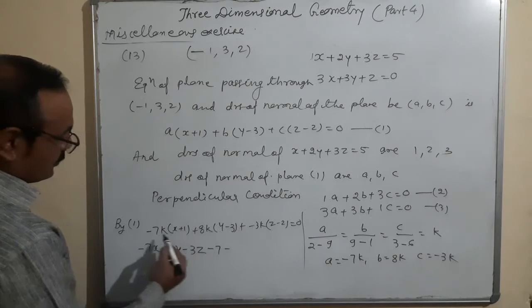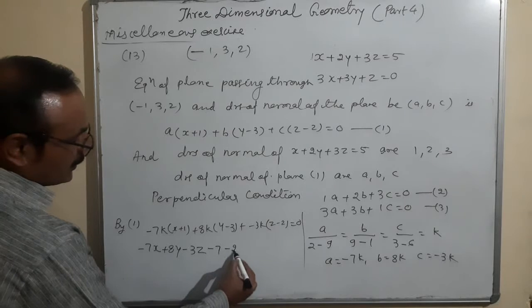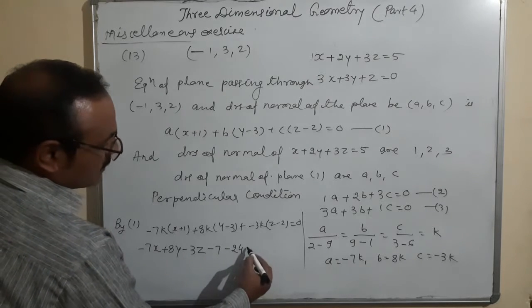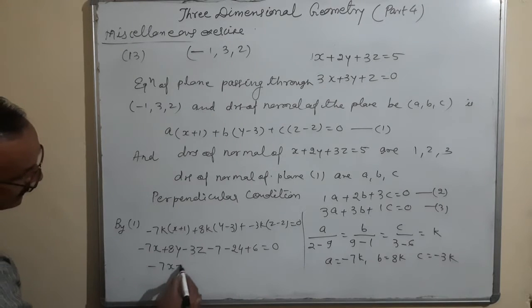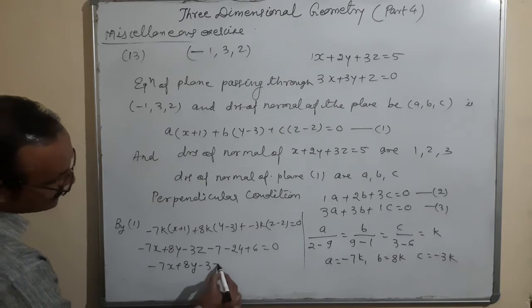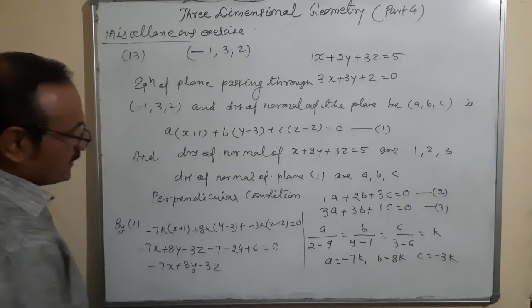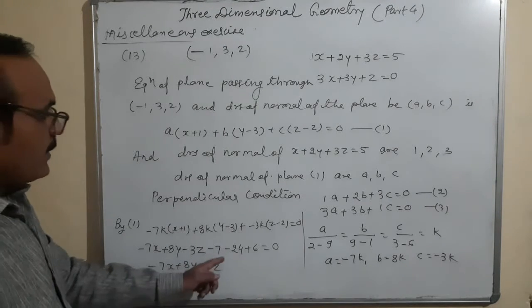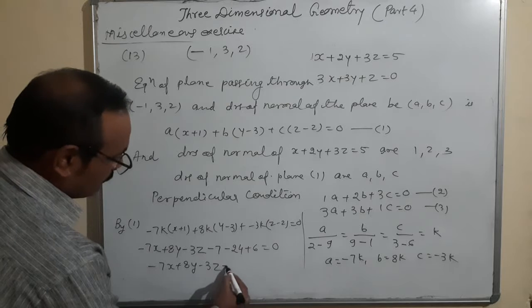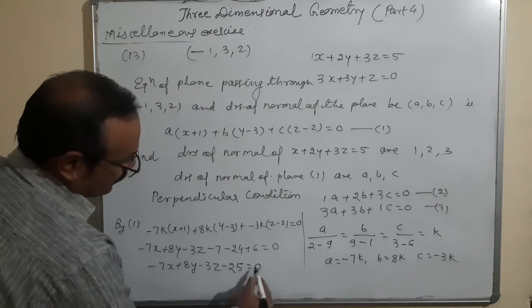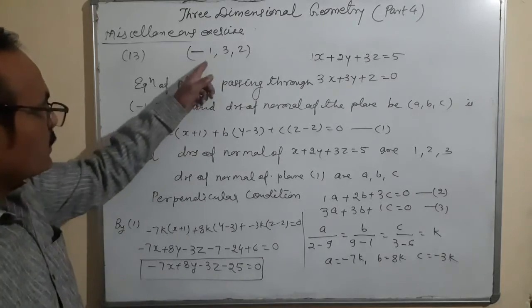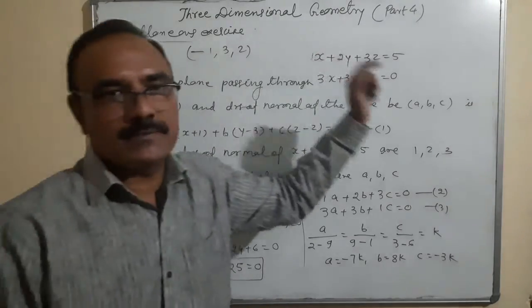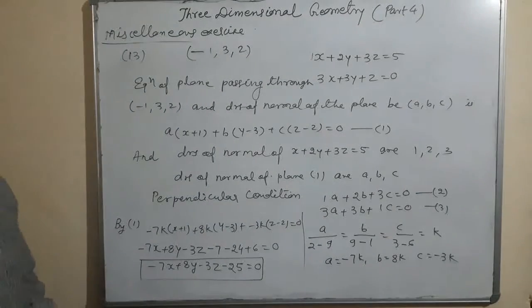Okay, it is minus 7 minus 24, and it is plus 6, is equal to 0. So the result is minus 7x plus 8y minus 3z. It is 24 minus 7, 31 with minus sign. Minus 31 plus 6 is minus 25, is equal to 0. What is this? This is the equation of the plane passing through the point minus 1, 3, 2 and perpendicular to each of the planes. Okay. So that is an important question, question number 13.